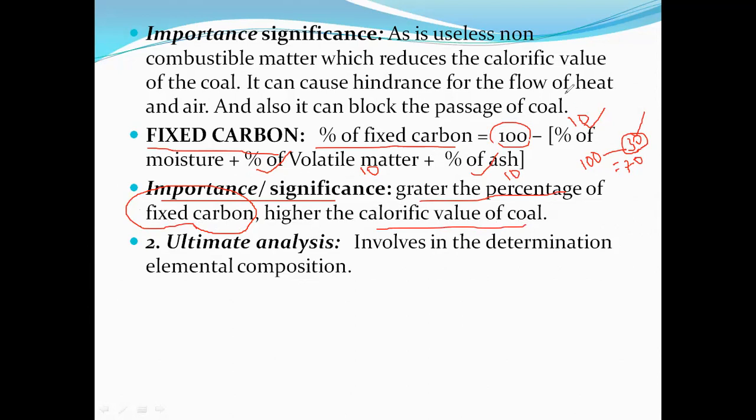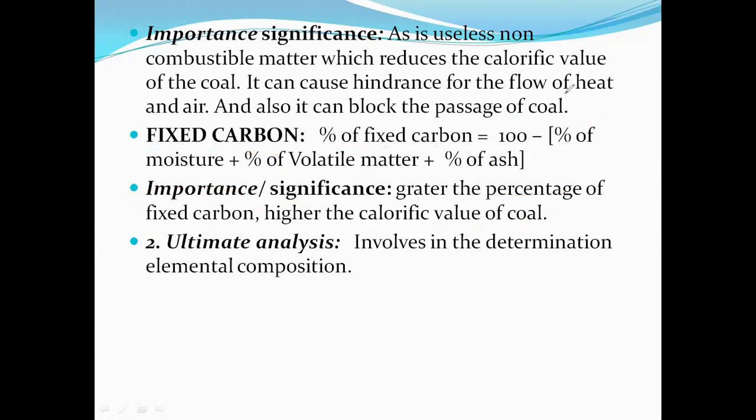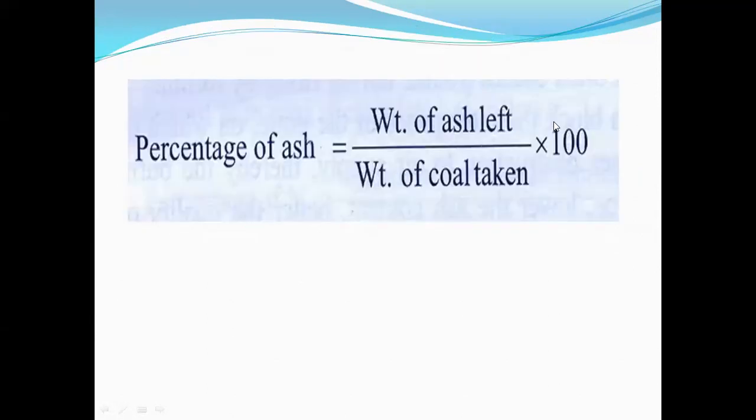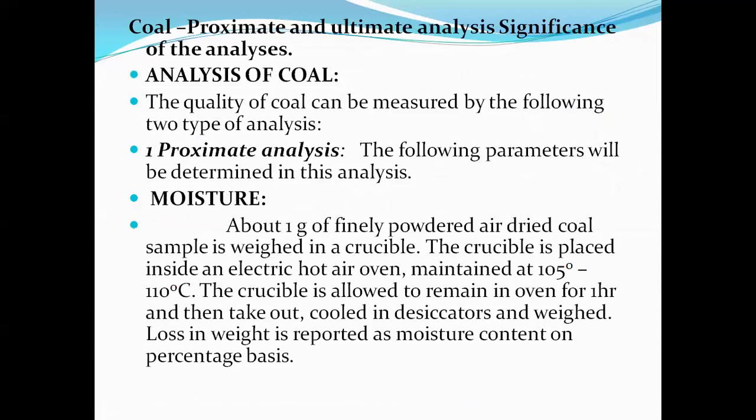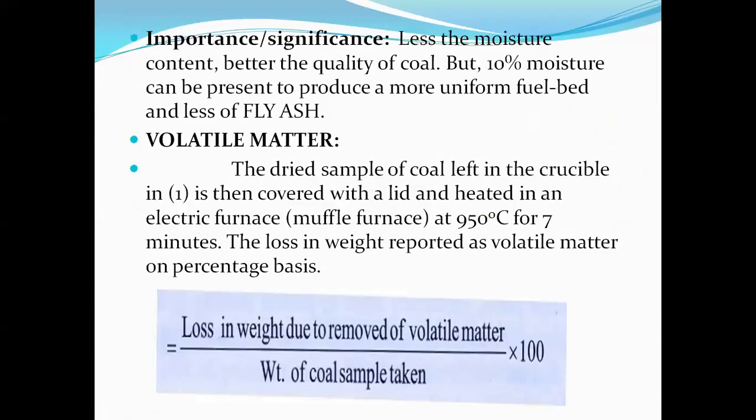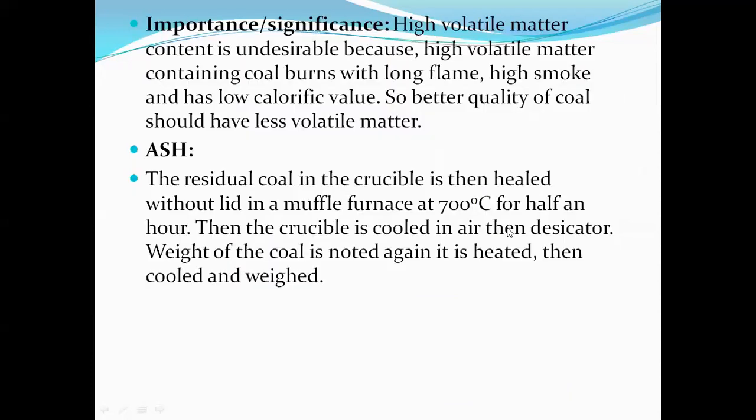The heating process should be done in three ways. Number one is known to be the hot air oven. You see this, number one is heating in the hot air oven. Number two is heating in the muffle furnace. And number three, I would like to mention, heating in the muffle furnace at 700 degrees centigrade.